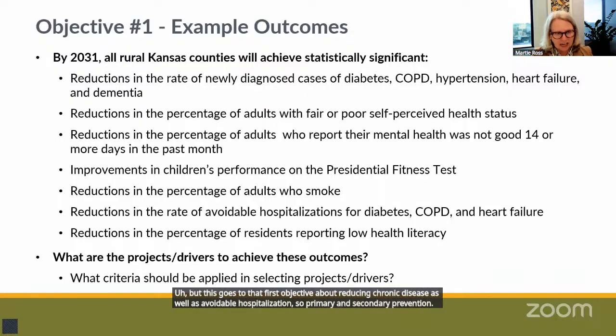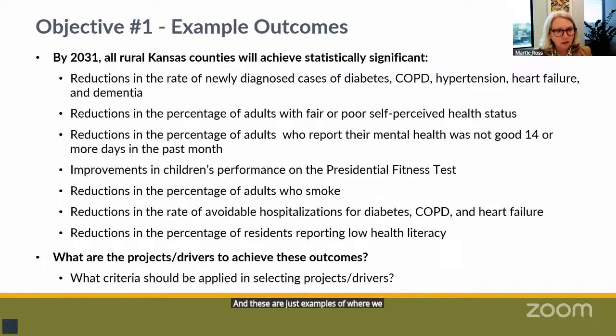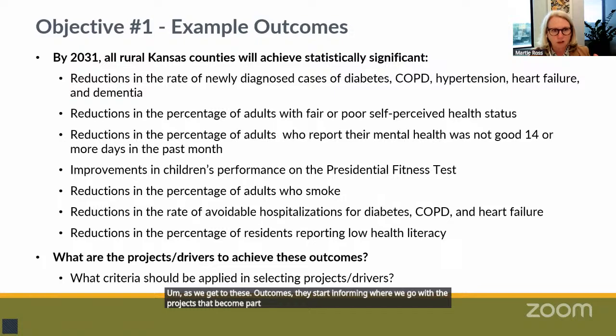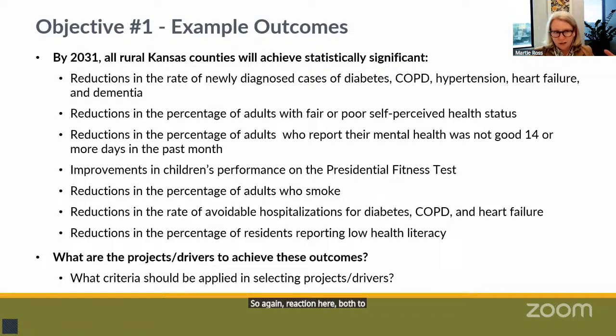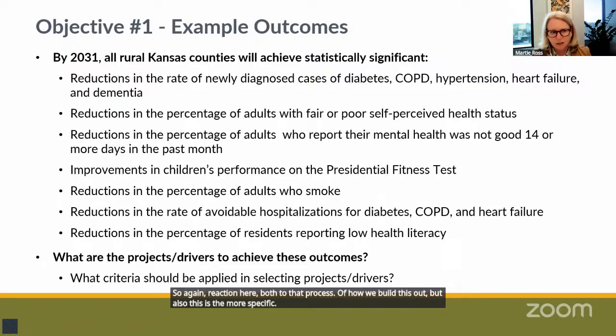And these are just examples of where we know we have data that we can utilize. And I think you'll start to appreciate as we get to these outcomes, they start informing where we go with the projects that become part of that overall initiative. So again, reaction here, both to that process of how we build this out, but also the more specific: are we hitting the focus correctly?